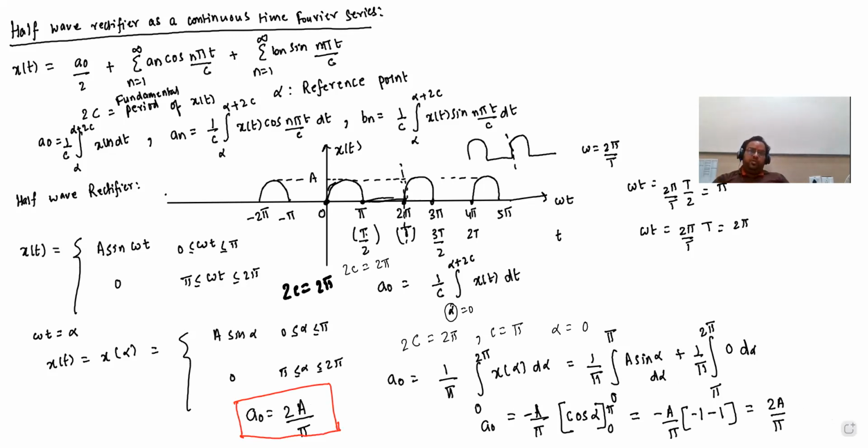Okay, now we start with the second parameter, that is what we know as a of n. We have a of n, and a of n is given as 1 by c, integral from alpha to alpha plus 2c.